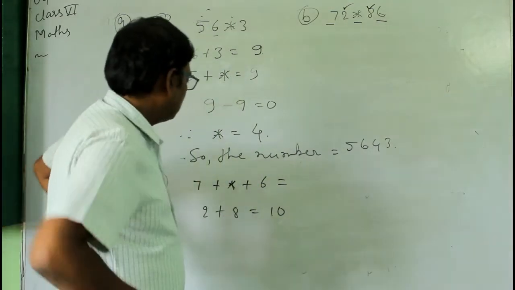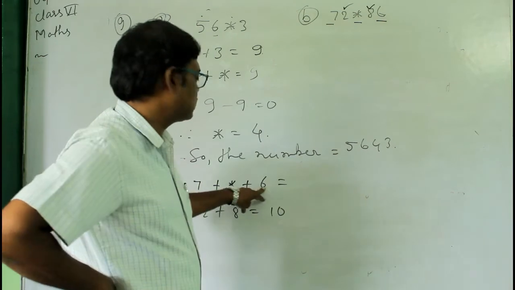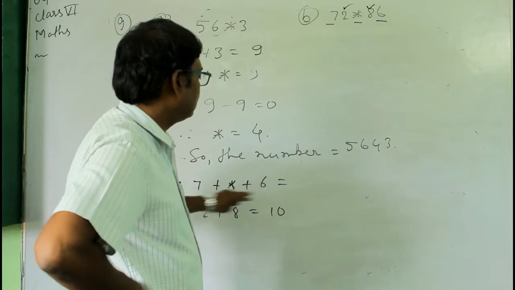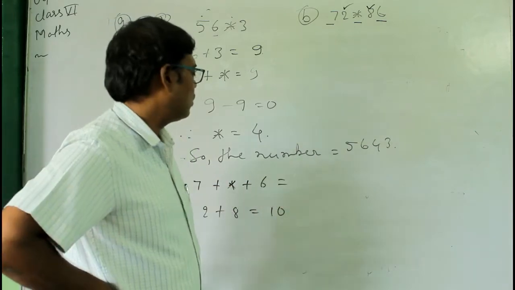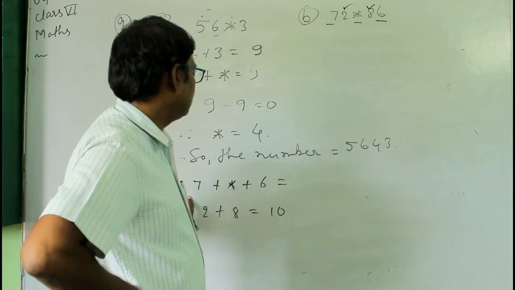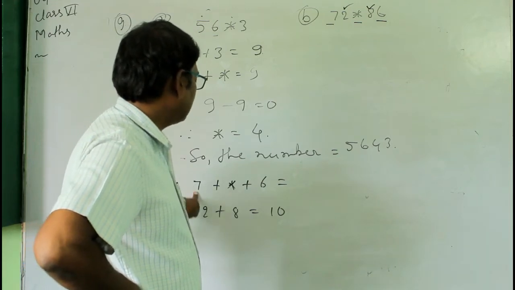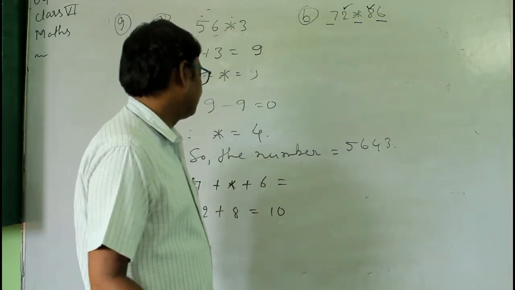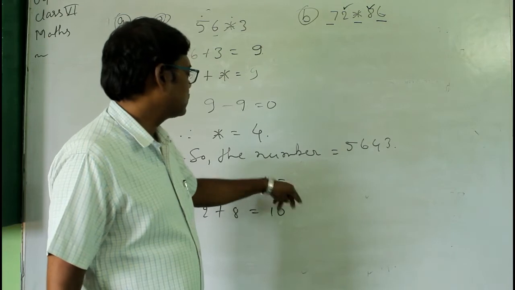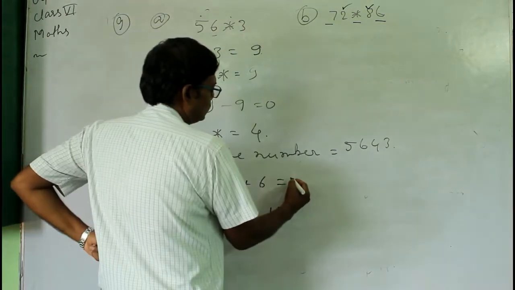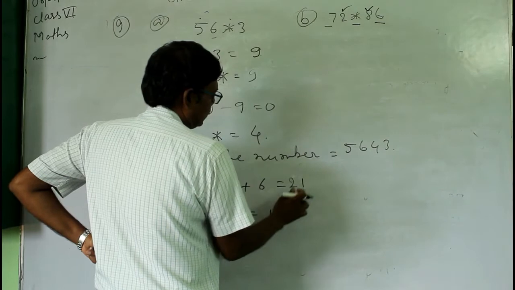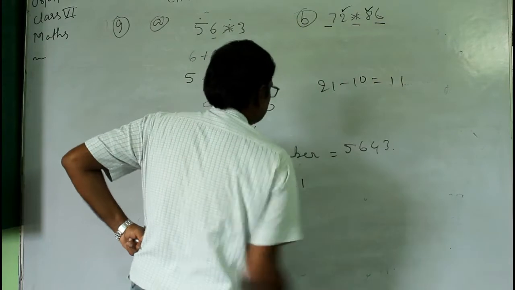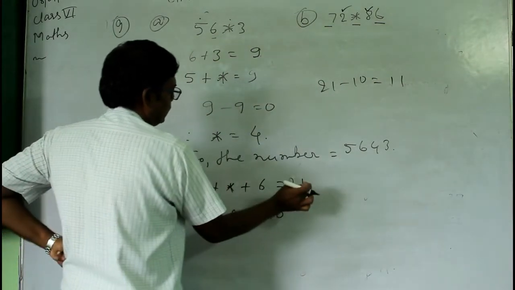And see that here the sum of 7 and 6 is 13. So the sum of these digits will never be 10. Remember this. The sum of these digits will never be 10 because here it is only 7 and this is 6. So the sum of 7 and 6 is 13. Then how can it be 10? So here you have to make this something different. And here you will write 21. See that 21 minus 10 will be 11. 21 minus 10 is what? 11. So here you have to make this sum 21.